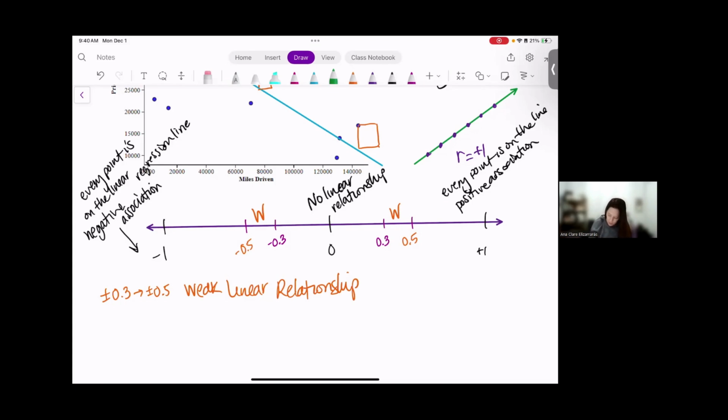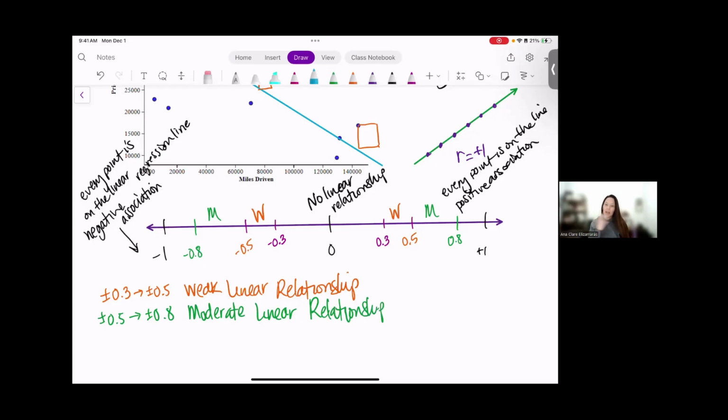Our next breakdown is going to be at 0.5 to 0.8 and negative 0.8. We will call that moderate. That is a moderate linear relationship. And then lastly, from 0.8 to 1 or negative 0.8 to negative 1, that is strong. That's a strong linear relationship.